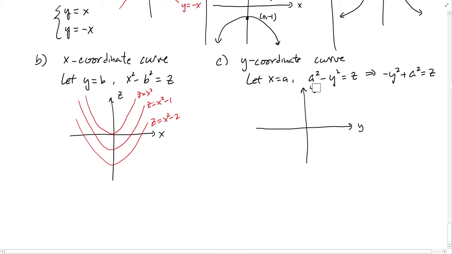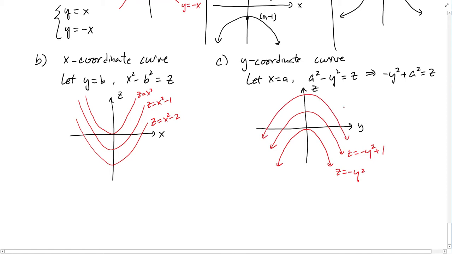Oops, that is z. This is the first parabola, z equal to negative y squared. And then you might have this one, which is z equal to negative y squared plus 1. So a equal to 1, so 1 squared is 1. And then you might have this one, which is z equal to negative y squared plus 2, where a is, I don't know, square root of 2. All right? So that's pretty cool.